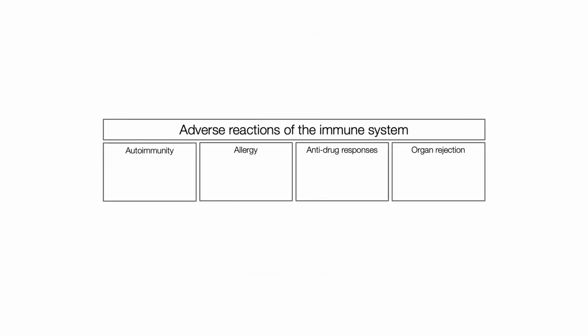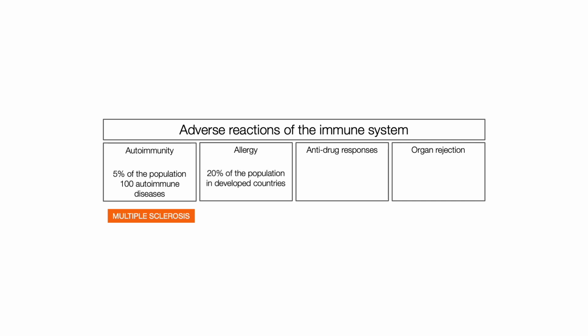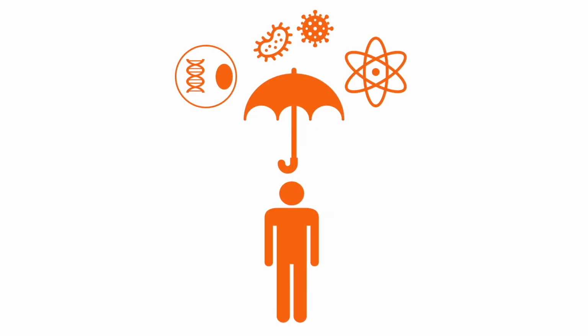These adverse reactions of the immune system are quite common. Autoimmunity occurs in more than 5% of the population, and there are more than 100 autoimmune diseases. Multiple sclerosis is one of these autoimmune diseases. Allergies affect more than 20% of the population in developed countries. Anti-drug responses are quite frequent and are mainly caused by the production of drug-specific antibodies. And rejection is the main problem in transplantation. And this is what we are going to see in this course about the immune system.